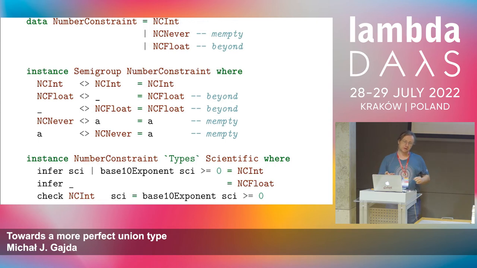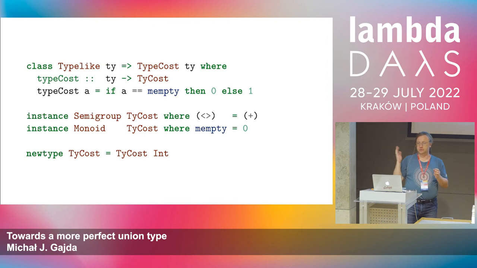Then for the number constraints, we work around the problem that JSON by itself doesn't distinguish integers and floats. And again, we can merge this. Here we have basically a semi-lattice structure, where NC float is on top, and NC never is empty, right? So no information. And integer is in between. And we basically check whether this number is an integer by checking that its base exponent is zero. So it has no dot, basically, or a dot with no digits afterwards.